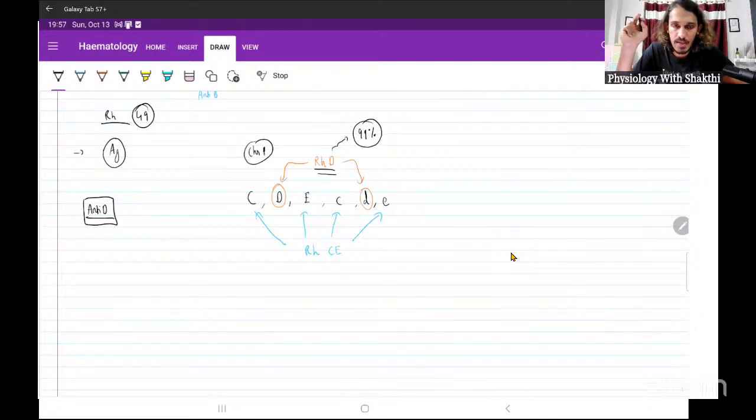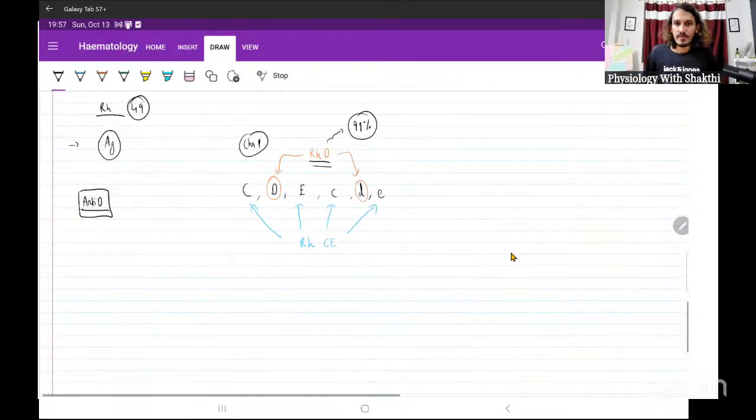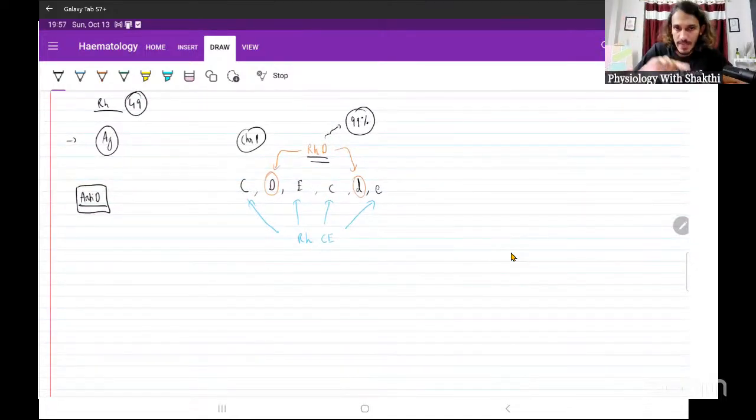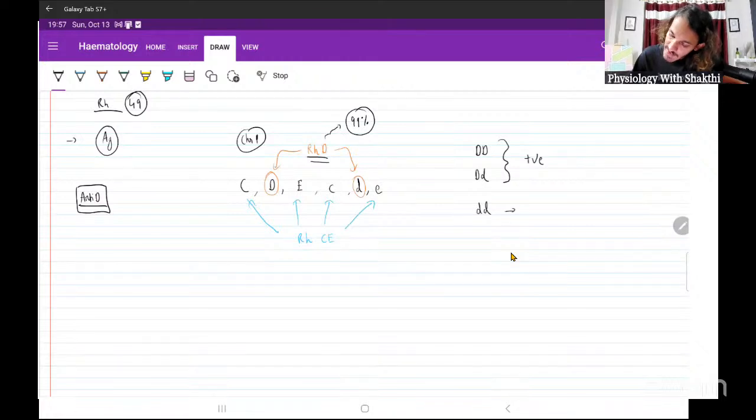Okay. So we have capital D and small d. If a person has a capital D, or a capital D and small d, both of them are going to be RH positive. Only if a person is small d will they be RH negative in nature.